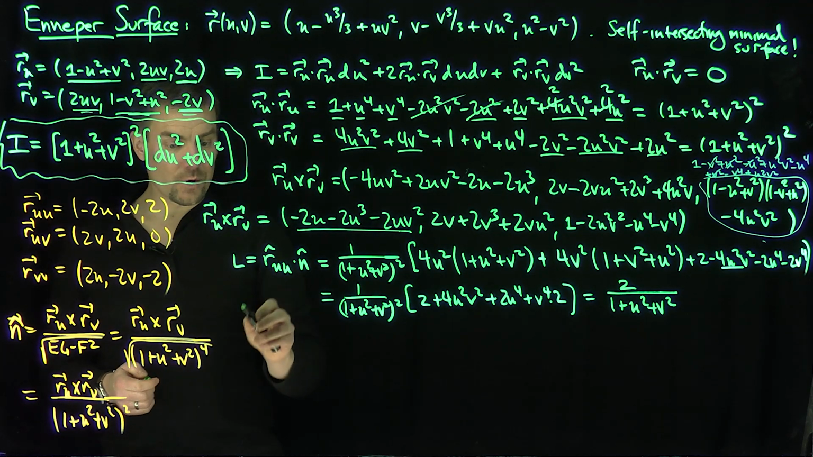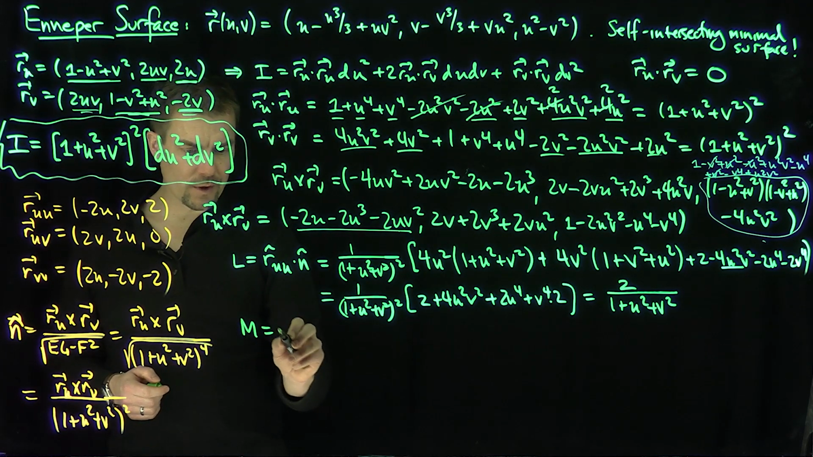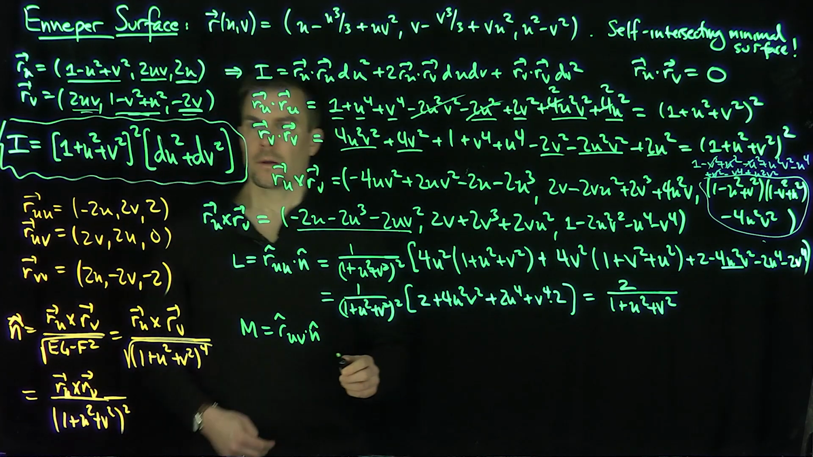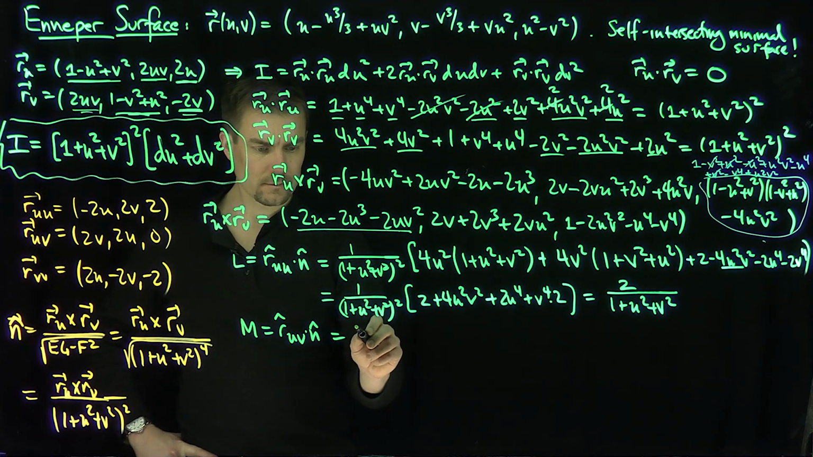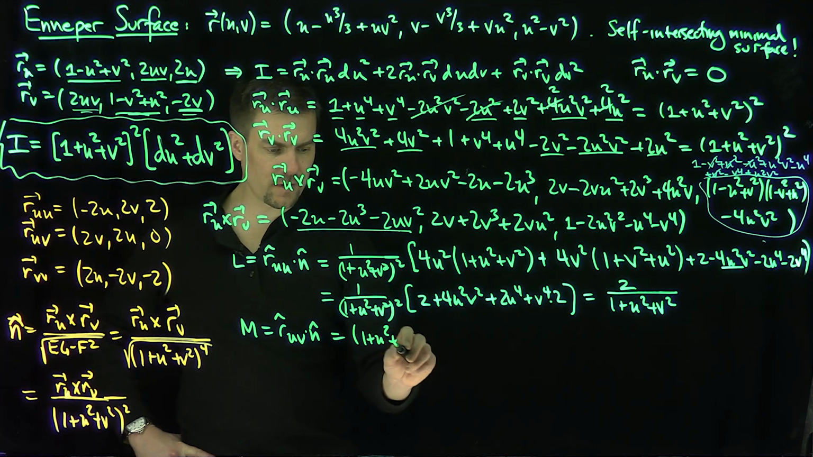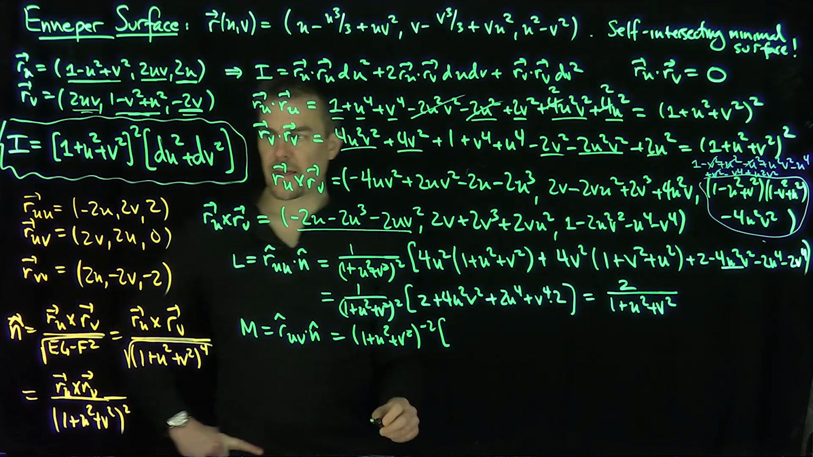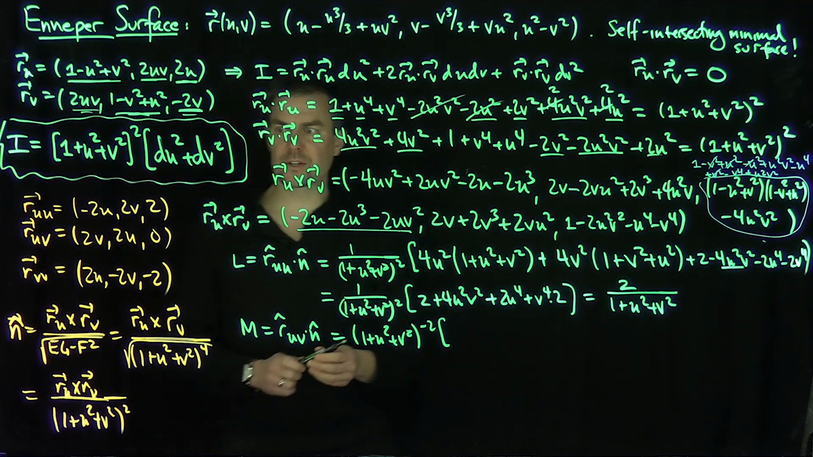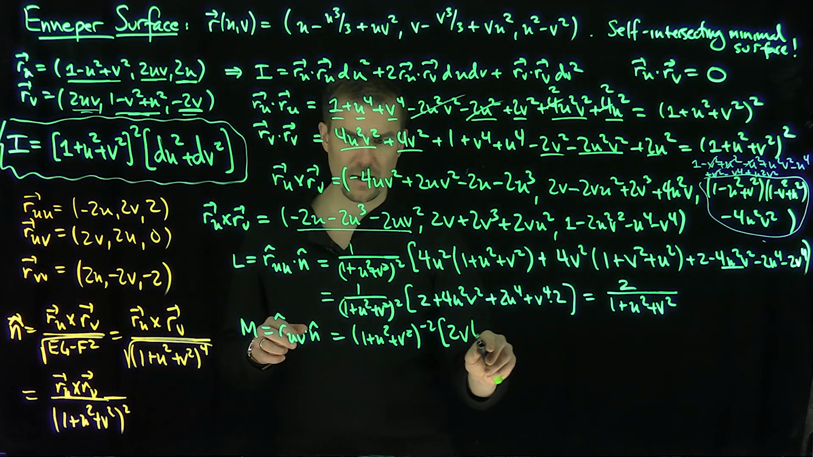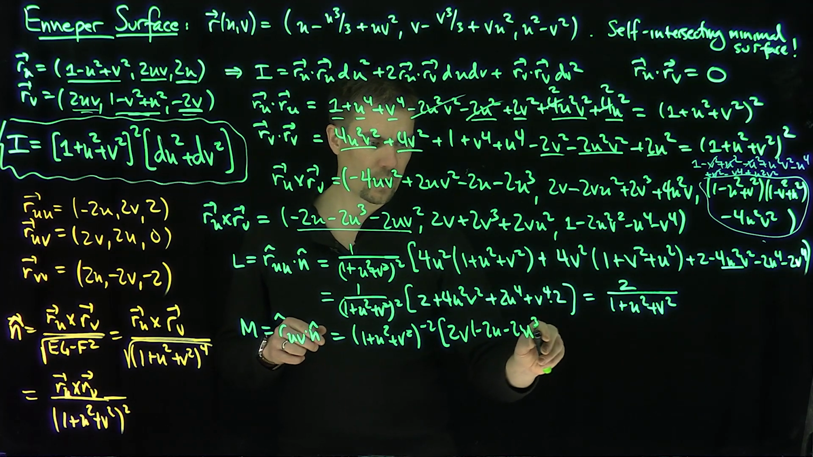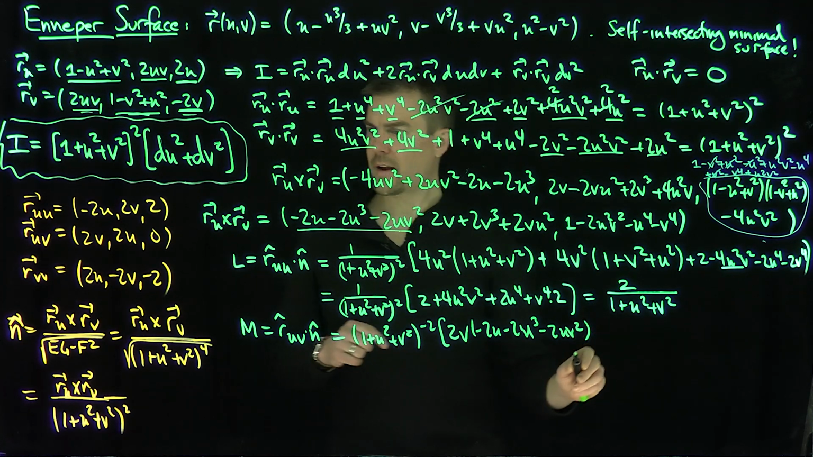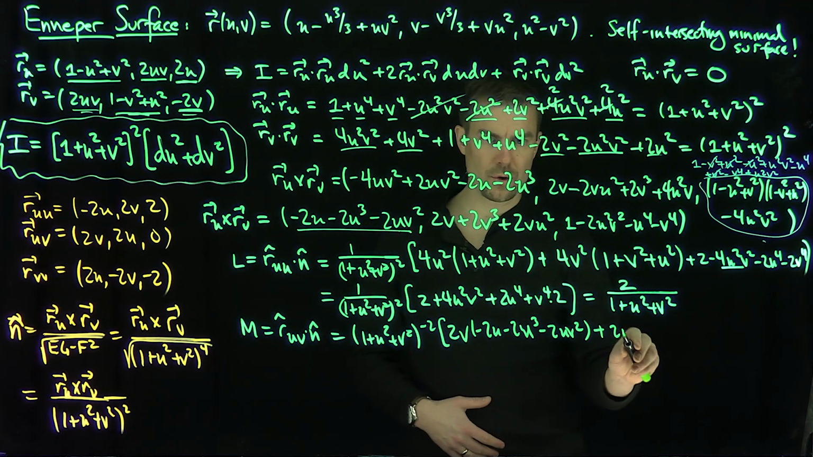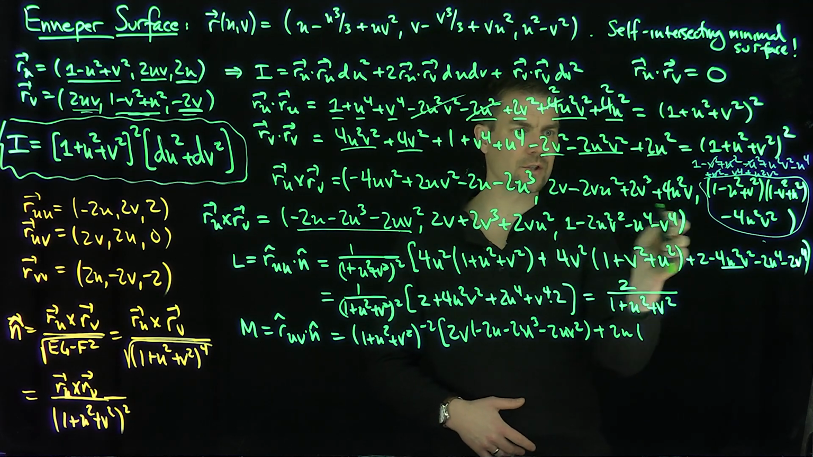So now if I do want to do m, the middle one, the middle one is r_uv dot n hat, right? And so what we're going to get is a (1 plus u squared plus v squared) to the negative 2. And then we're going to dot these things over here. So I dot this with a normal vector. We're going to get a 2v times this thing. So I have a 2v times negative 2u minus 2u cubed minus 2u v squared, right? And then a plus 2v plus 2u times the v terms over here, which are these expressions, right?